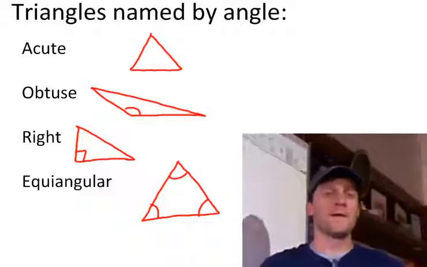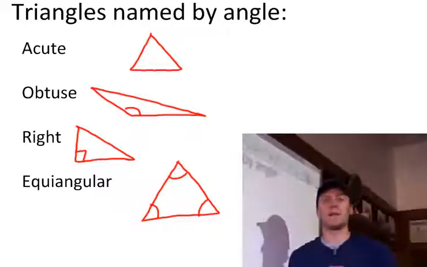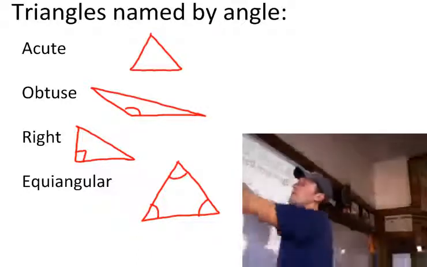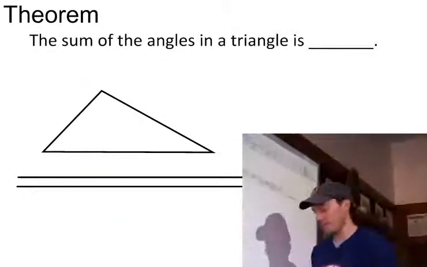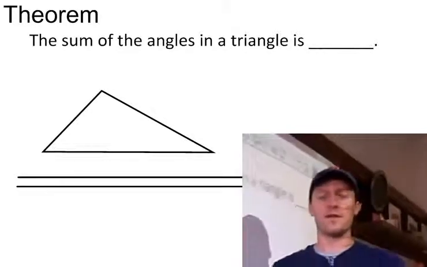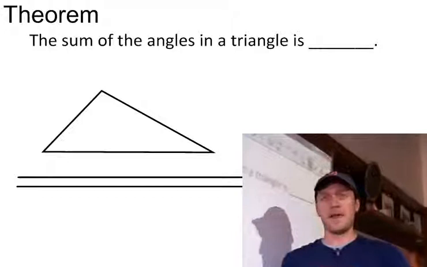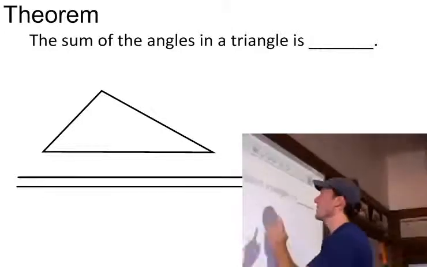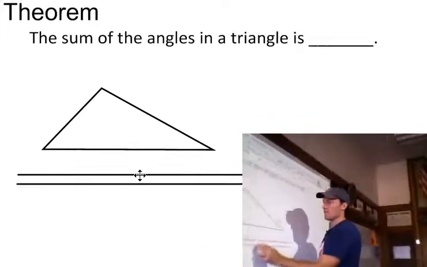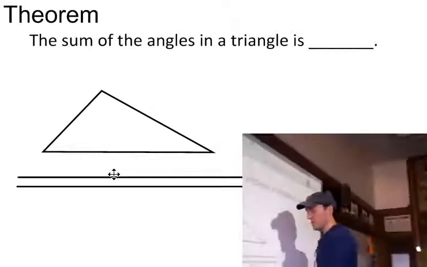Okay, we can now talk about triangles in that way. We can talk about an obtuse triangle, equiangular, isosceles. All right, so let's talk about some theorems that go along with these triangles. The first one that we're going to work off a lot is this first theorem, and it talks about the sum of the angles in a triangle. And I'm going to show you the sum of the angles with these lines here.